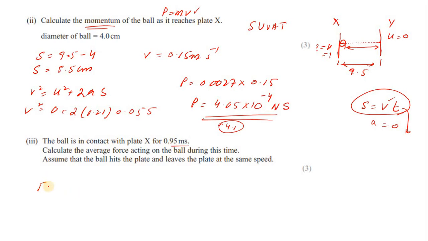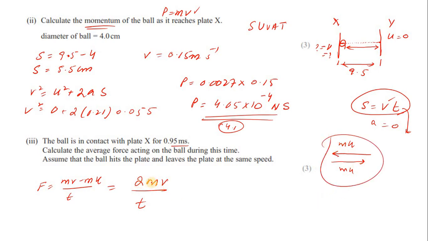So F is equal to (mv minus mu) divided by time t. In this case, because momentum is a vector quantity, this is in fact 2mv divided by t. The reason is that when you find the change in momentum, this is one momentum, mu, and when it returns with the same speed, the change is 2mv, if you are okay with the vector quantity. So this is 2mv divided by t. You can find the force.